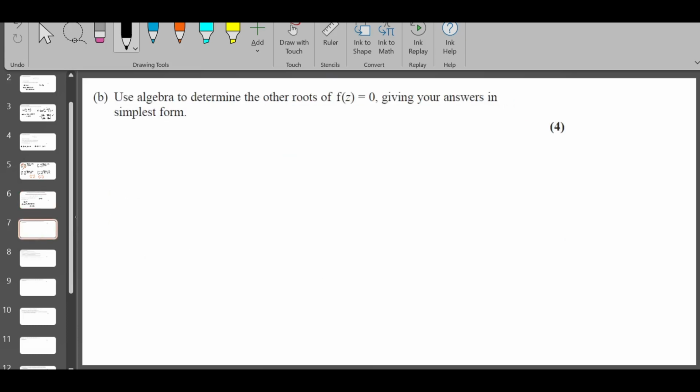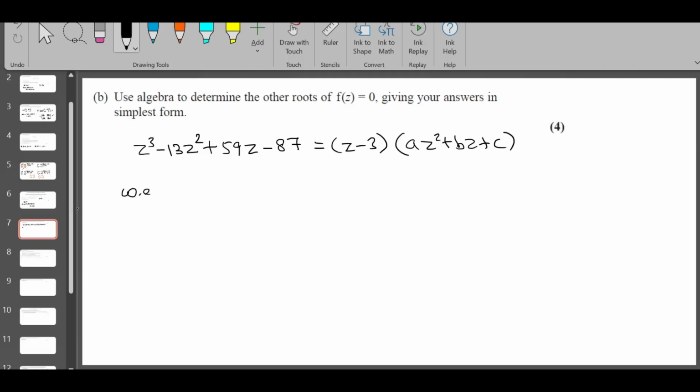z cube minus 13 z square plus 59 z plus p, which is minus 87, is equal to z minus 3 times a quadratic, az square plus bz plus c. And I'm going to compare the coefficient of z cube on both sides of the equation. Here it's 1. Here, after opening the bracket, it's going to be a z cube. So 1 is equal to a.